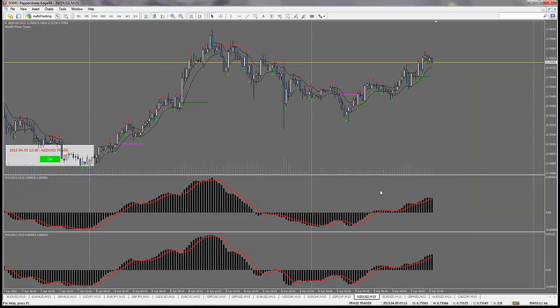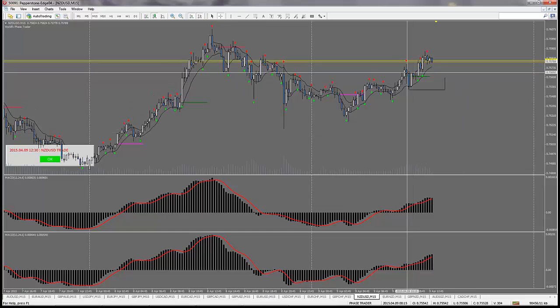Okay, Kiwi. Kiwi's giving us a nice signal. We've got a nice build of MACD. Got a signal this bar here. Second bar of London opening.